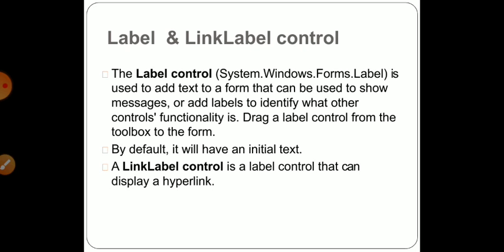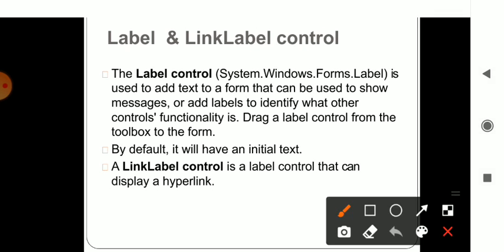Label is just a label control which will be dragged and dropped on the screen, and the only thing is that you specify that particular label with the name. Or another thing that can be done is you can specify label1.Text equal to, in double quotes, whatever text you want to display on the screen. Okay, so label control is only used for displaying the message on the screen.